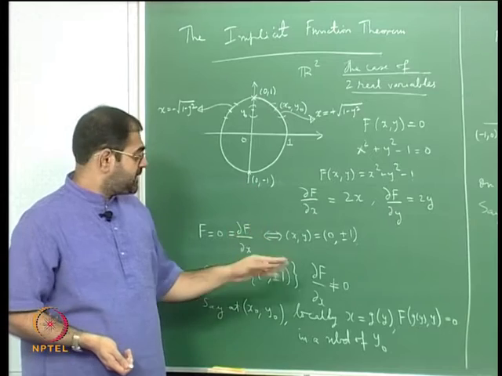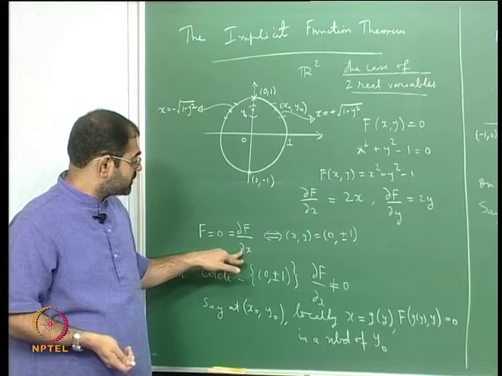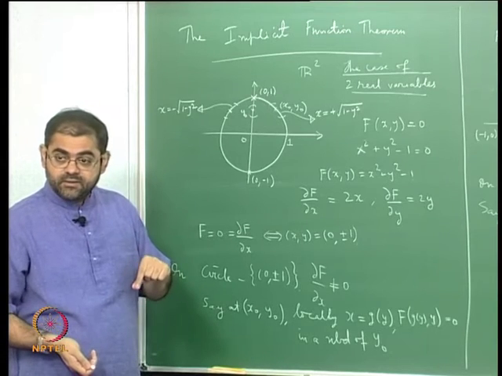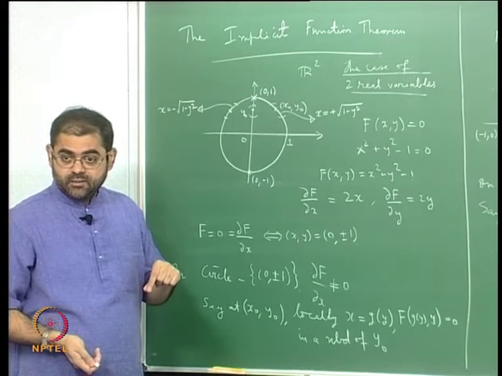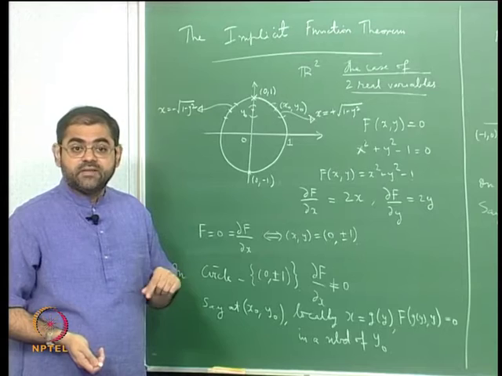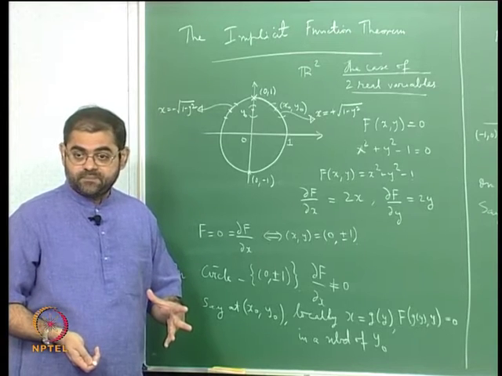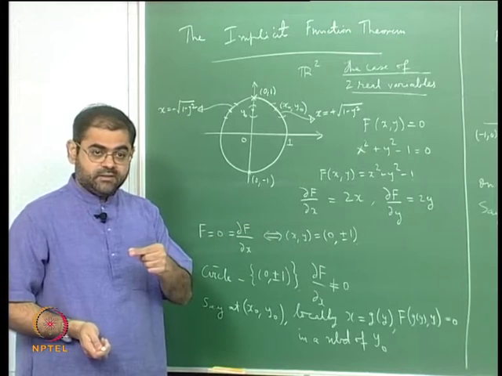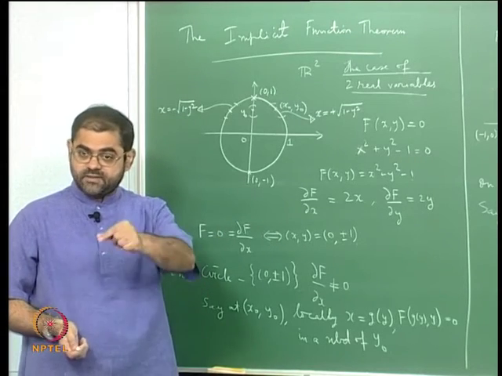Okay, to be able to solve it as a function of one variable in terms of the other, the partial derivative with respect to that variable should not vanish. But if the partial derivative with every variable vanishes at a point, then I am in bad shape. I cannot conclude that I can solve the function for one variable in terms of the other variables.